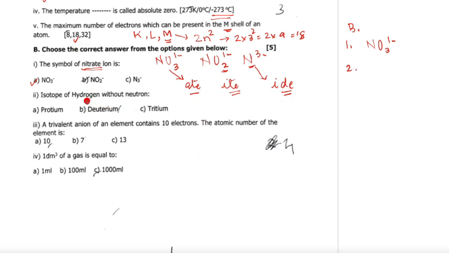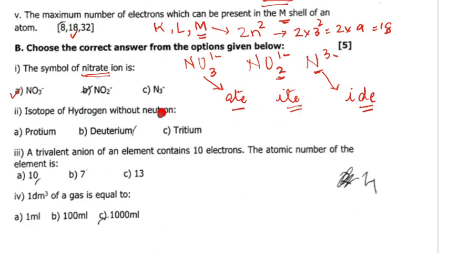The second one, isotope of hydrogen without a neutron. Now let us see, our protium is hydrogen 1 1, our deuterium is hydrogen 2 1, your tritium is hydrogen 3 1. Now this is your thinking step. The hydrogen without a neutron is going to be the one which has only a proton. Now this one is the atomic number.